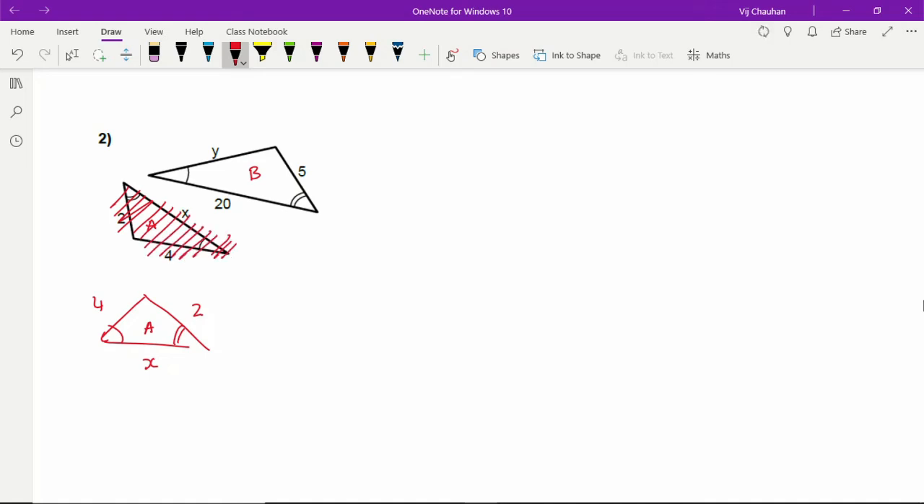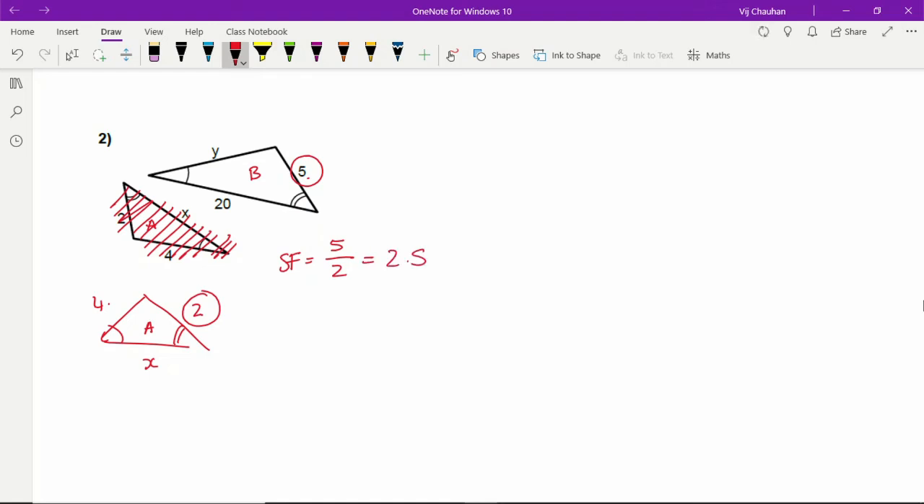So the next thing I then want to do is think, okay, which corresponding sides have I actually got numbers for? So on y I've got 4, 5, I've got 2, and x I've got 20. So the numbers I'm going to use for my scale factor are 5 and 2. So the scale factor is going to be just that, 5 over 2, which is 2.5.